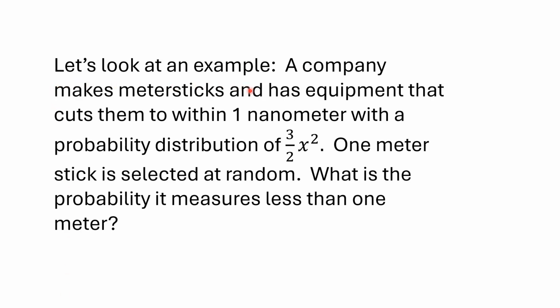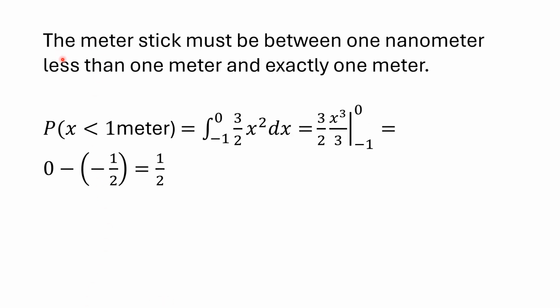Let's look at an example. A company makes meter sticks and has equipment that cuts them to within 1 nanometer of the target, with a probability distribution of 3/2 x squared. One meter stick is selected at random. What is the probability it measures less than 1 meter? So that would be 1 nanometer less to 1 meter. The meter stick must be between 1 nanometer less than 1 meter and exactly 1 meter.